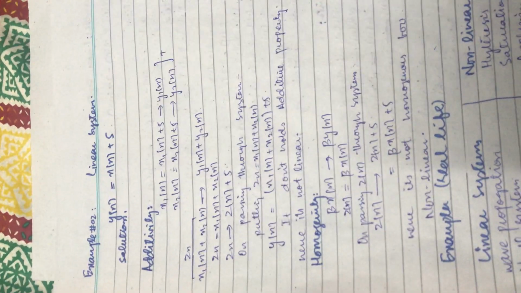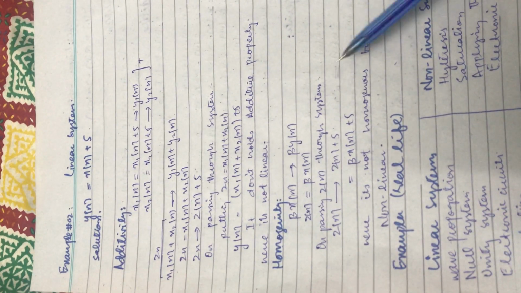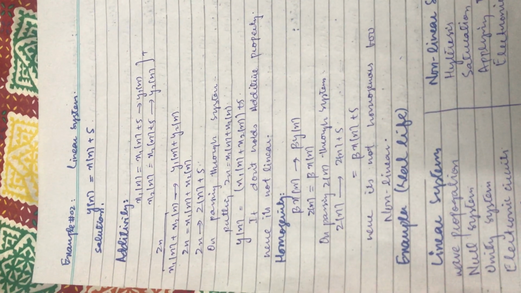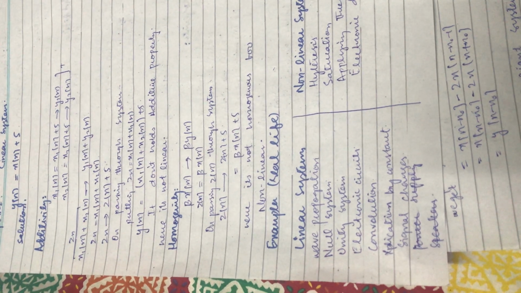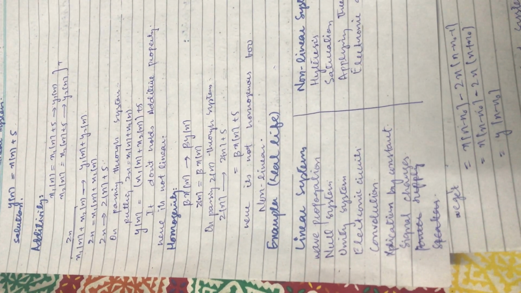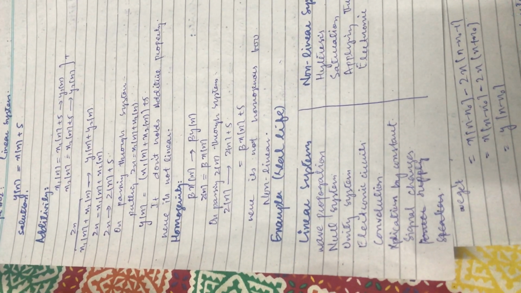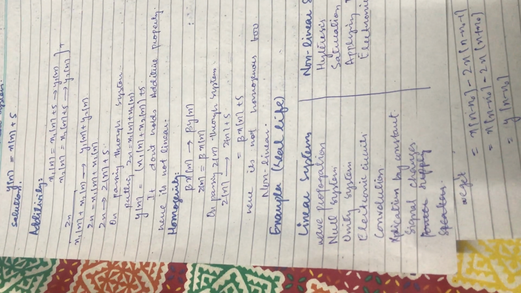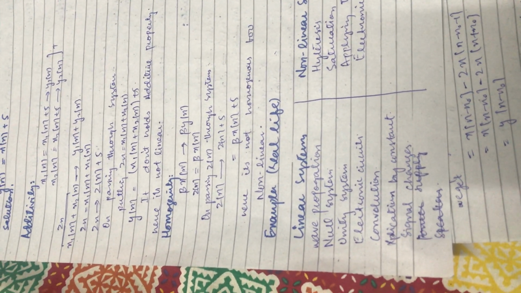In the same way, here is an example for the nonlinear system. It is not holding the property of additivity or homogeneity, and it is nonlinear. Here are some real life examples of linear systems, which are wave propagation and null systems. Null systems are those which always give us zero output. Unity systems give us 1 at the output always. Also the electric circuits, convolution, multiplication by constant, or signal changings.